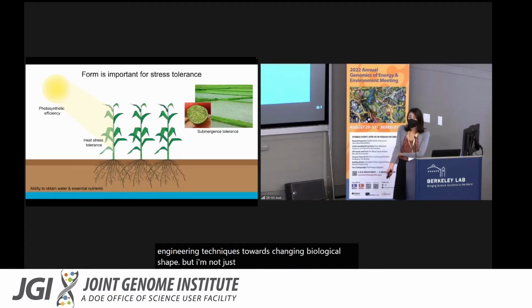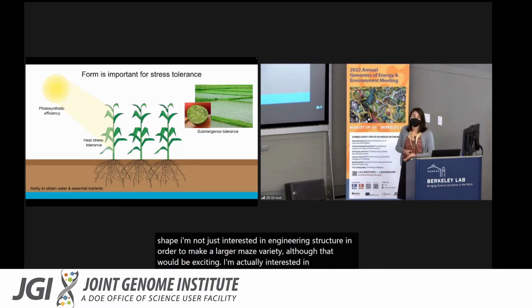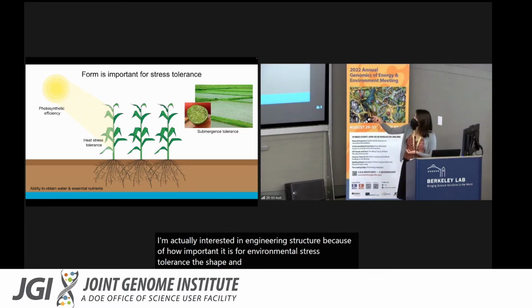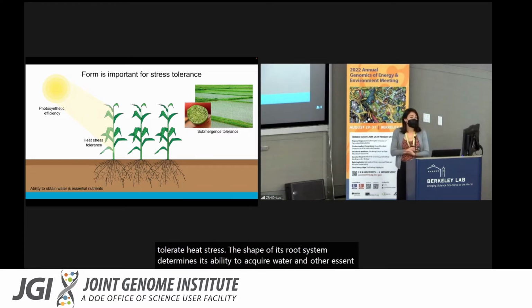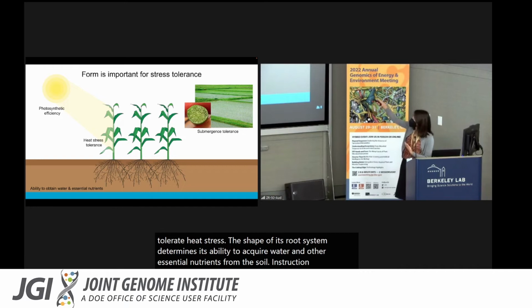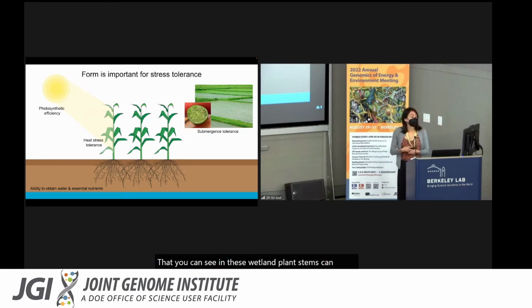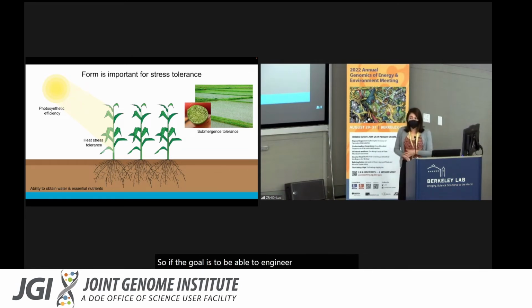But I'm not just interested in engineering structure in order to make a larger maize variety, although that would be exciting. I'm actually interested in engineering structure because of how important it is for environmental stress tolerance. The shape and angle of a plant's leaves can affect photosynthetic efficiency and the ability of a plant to tolerate heat stress. The shape of its root system determines its ability to acquire water and other essential nutrients from the soil. And structures like these air channels that you can see in these wetland plant stems can be essential for survival in flooded soils.